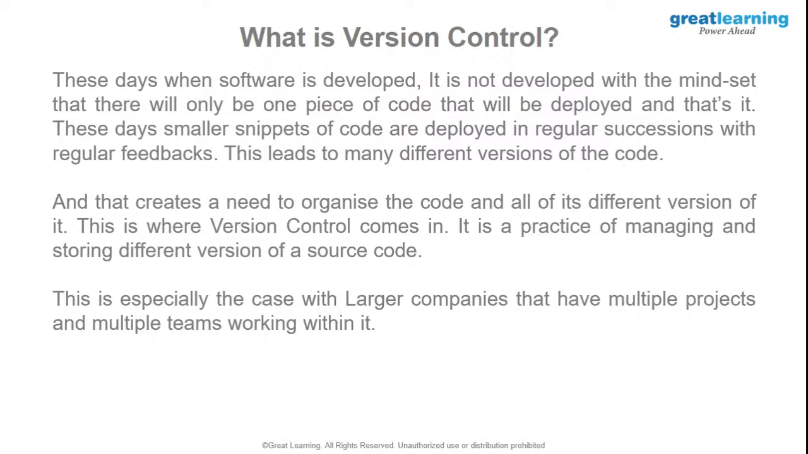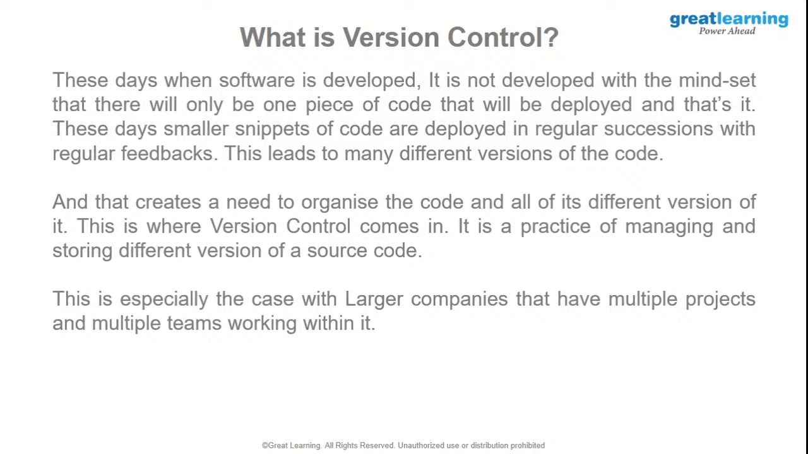These days when software is developed, it's not developed with the mindset that there will be only one piece of code that will be deployed and that's it. These days, smaller snippets of code are deployed in regular succession with regular feedback. So let's say you want to develop an app. You will have two teams working on this app, one team working on one part, the other team working on the other part. Now you'll work in smaller sprints, like smaller time intervals. You might work in 1 month intervals on certain projects. So you work on one project in month 1 and one project in month 2, or different versions of the code.